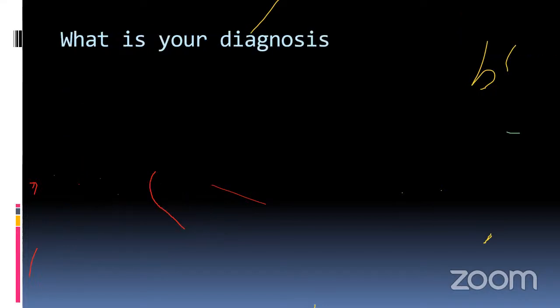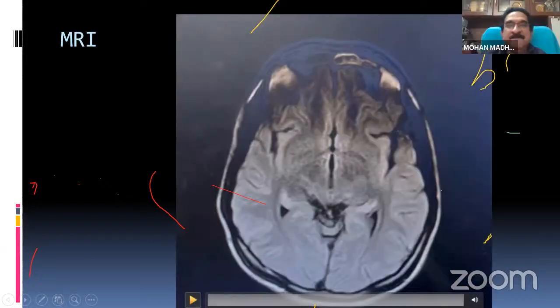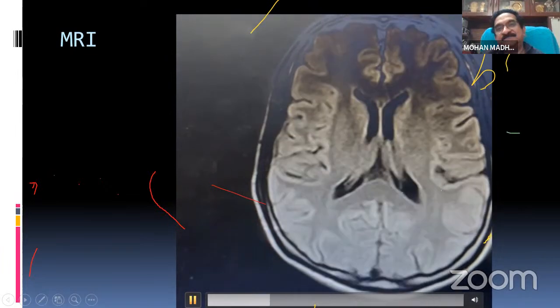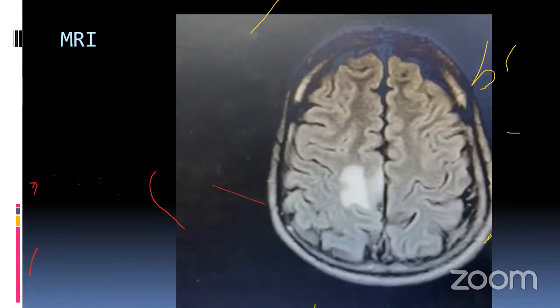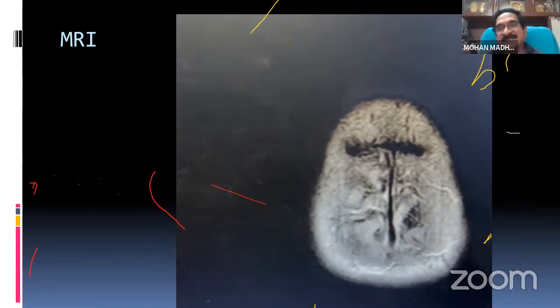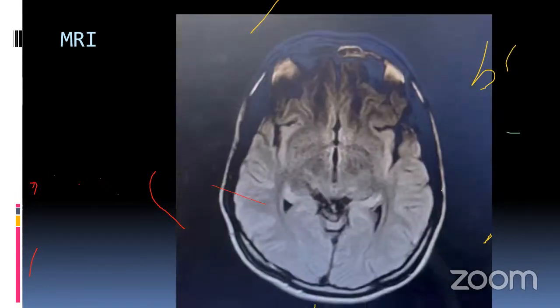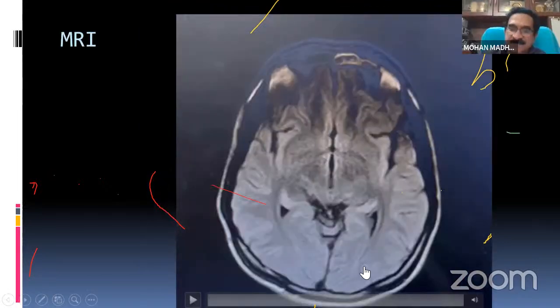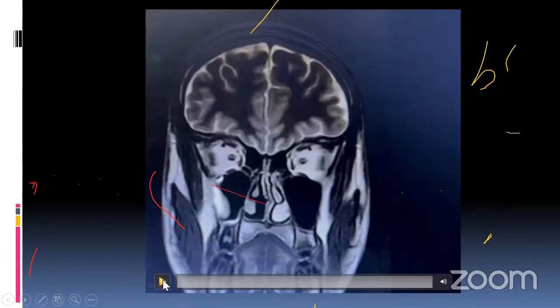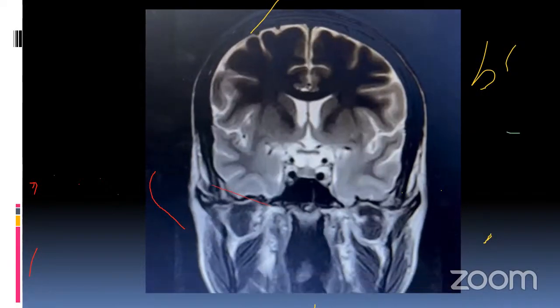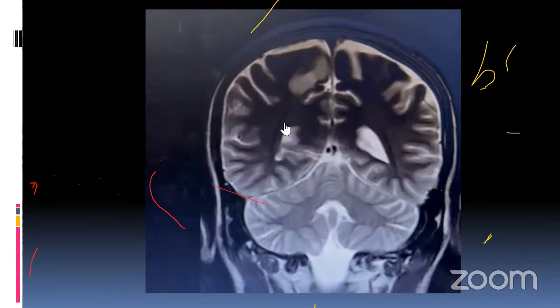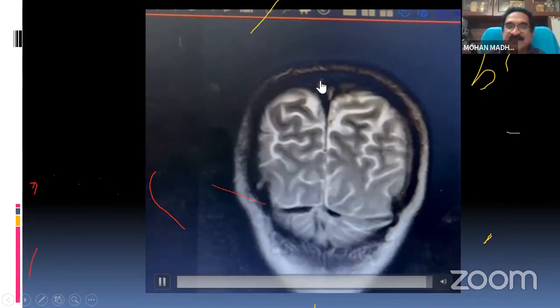What do you want me to do? EMG, sir. MRI. MRI where? Brain. Okay, this is the MRI brain. This is the lesion of the parietal area there. Okay, show the other film also. Very classic case, sir. Classic case.